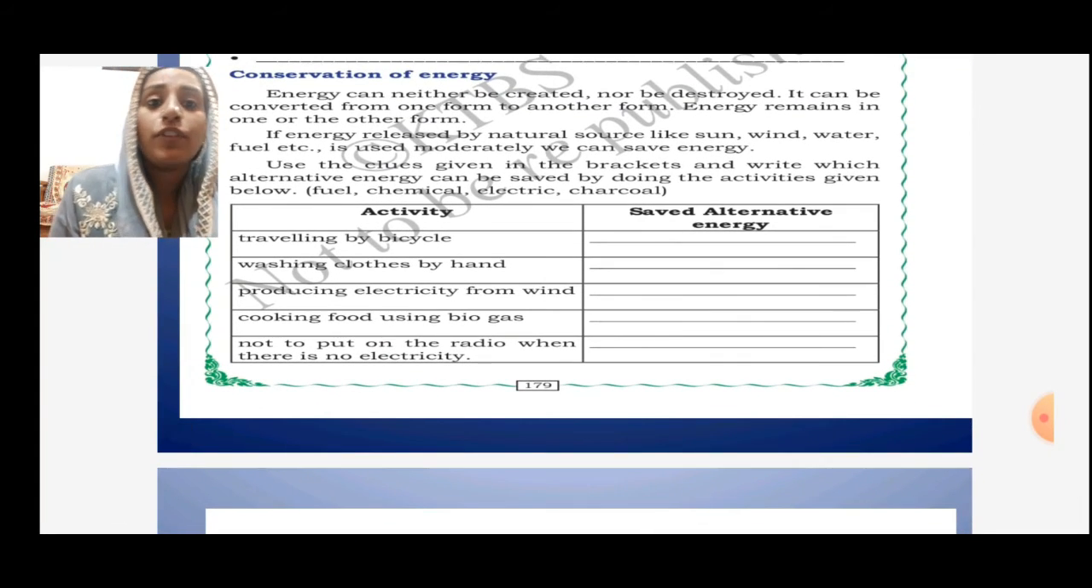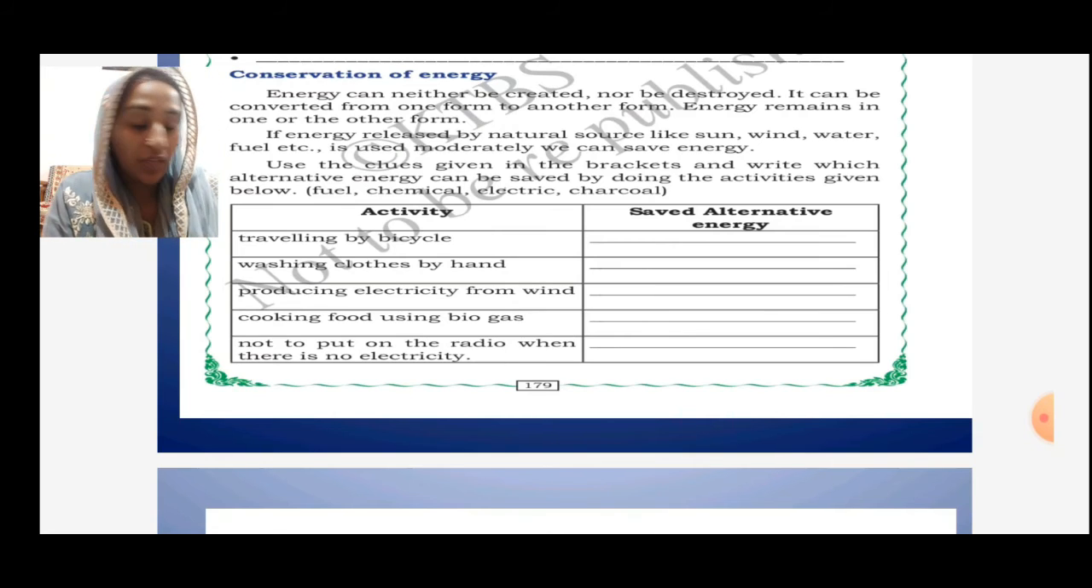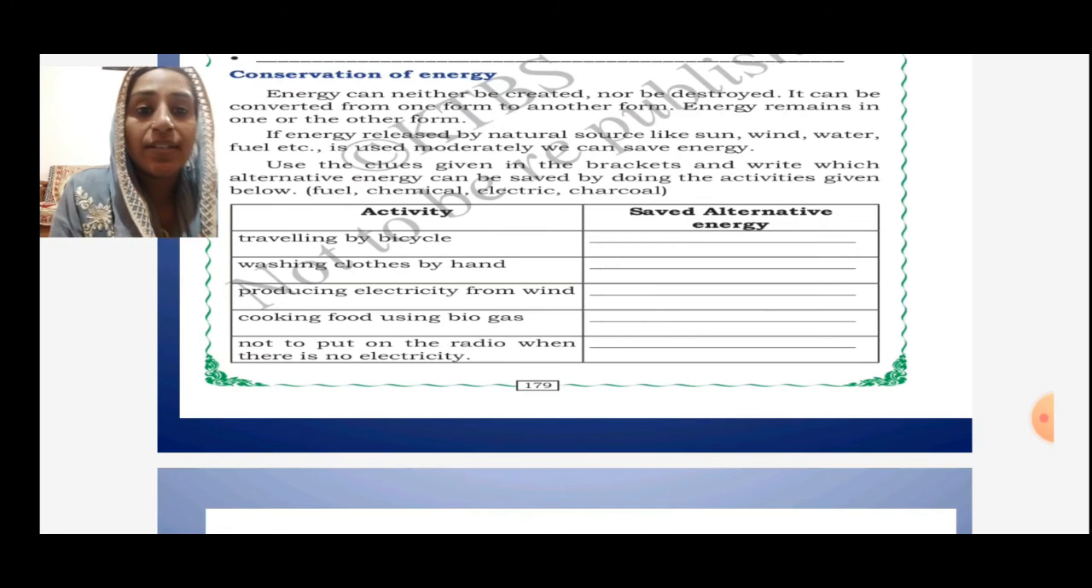Now let's go to the conservation of energy, how we should conserve energy. Energy can neither be created nor be destroyed. It can be converted from one form to another form. Energy remains in one form or the other. If energy released by natural sources like sun, wind, water, and fuel is used moderately, you can save energy.